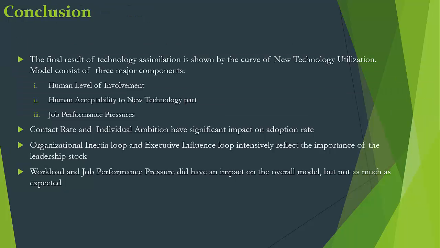So in our conclusion, you can see that the human level of involvement, the human acceptability, and the job performance pressures are all major components in our model. Also, contact rate and the individual ambition had huge impacts on the adoption rate. And like I said before, a couple of tweaks in our model would have led to leadership ratio impacting contact rate quite a bit. And we think that this would have been a key indicator in the success of the technology adoption.